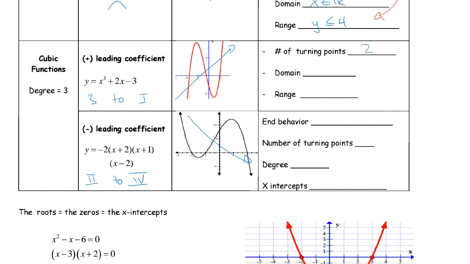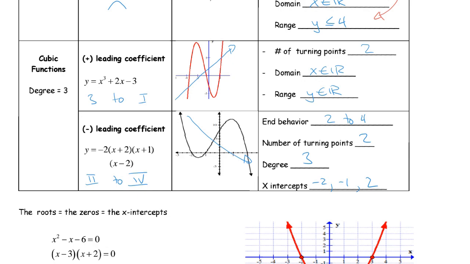This one's got 2 turning points. Its domain is all reals, and it turns out its range is going to be all reals too. Okay, end behavior here, we just said it. It's going to go from quadrant 2 to quadrant 4. It's got 2 turning points. The degree is 3. And the x-intercepts in this case are -2, looks like -1, and +2. You have to look at the scale. Don't look at the little tick marks there, because it looks like we're dividing the numbers into thirds there. You just got to be careful with that.